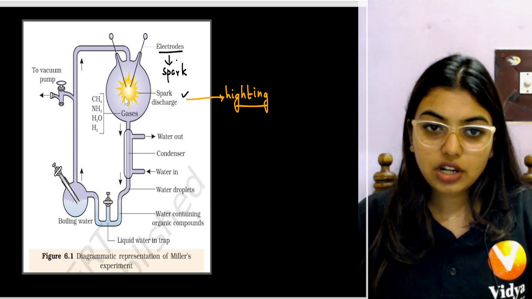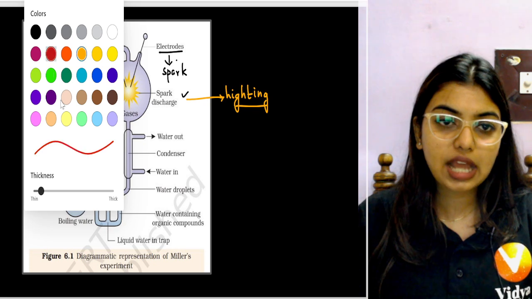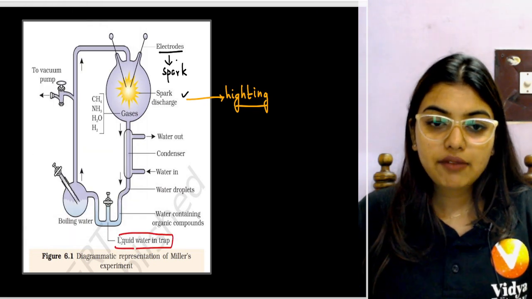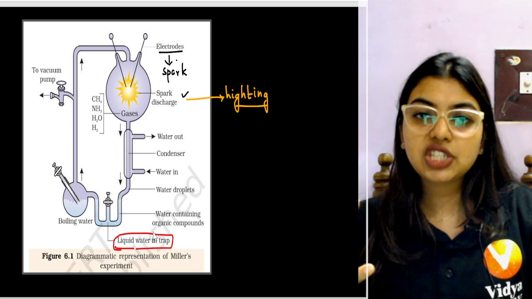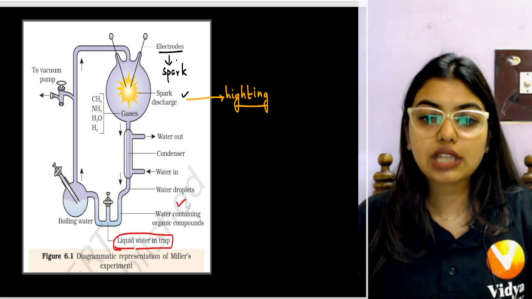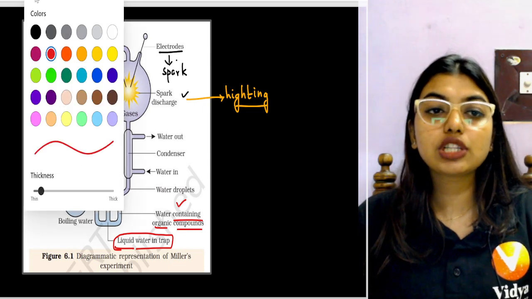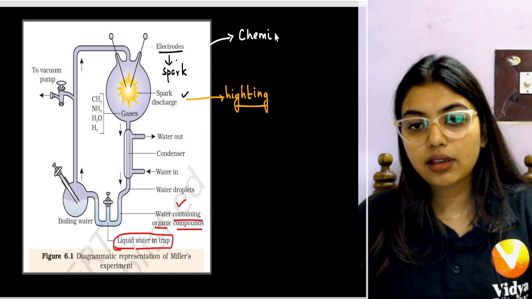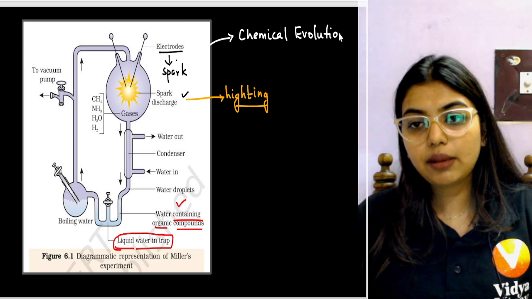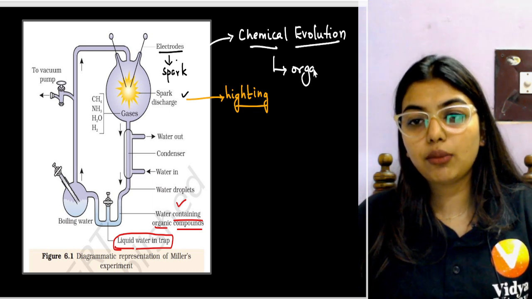These gases, when struck with the lightning, were condensing and giving a liquid here. Can you see the liquid in the trap? Liquid water in the trap. When he took this to the lab and checked, he saw a reddish colored fluid, and when he checked the content inside it, he found that it was amino acid. So, water containing organic compounds. So this was the chemical evolution, speaking about how life might have come from organic molecules.